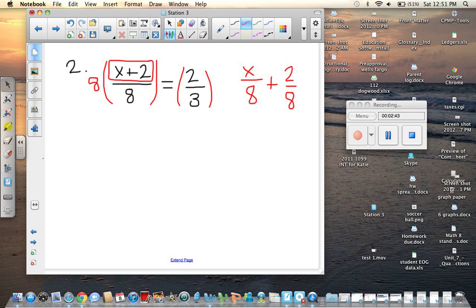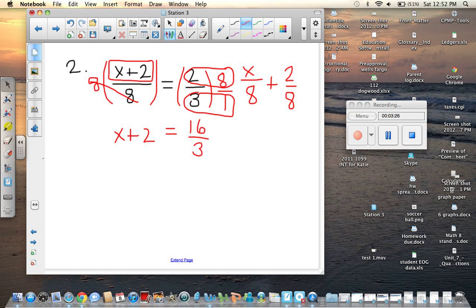The x plus 2 is divided by 8, so the inverse operation is multiplying by 8. On the left side, 8 divided by 8 equals 1, so we are left with x plus 2. And then on this right side, we're going to multiply the 8 by 2/3. I'm going to write this in fractional form so you can see that I'm multiplying the numerators. You multiply across, and you get 16 for the numerator, and then you multiply the denominators, 3 times 1, and you get 3.